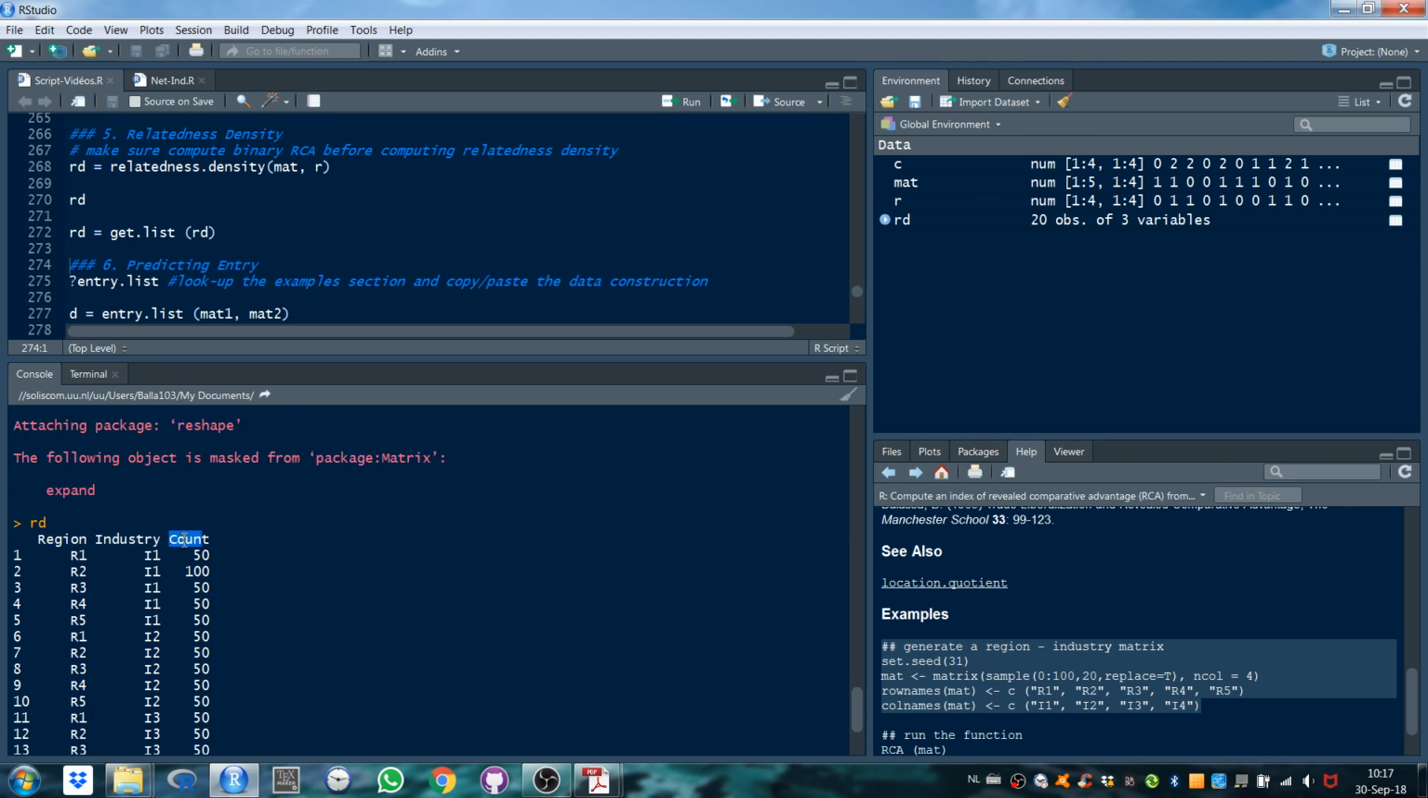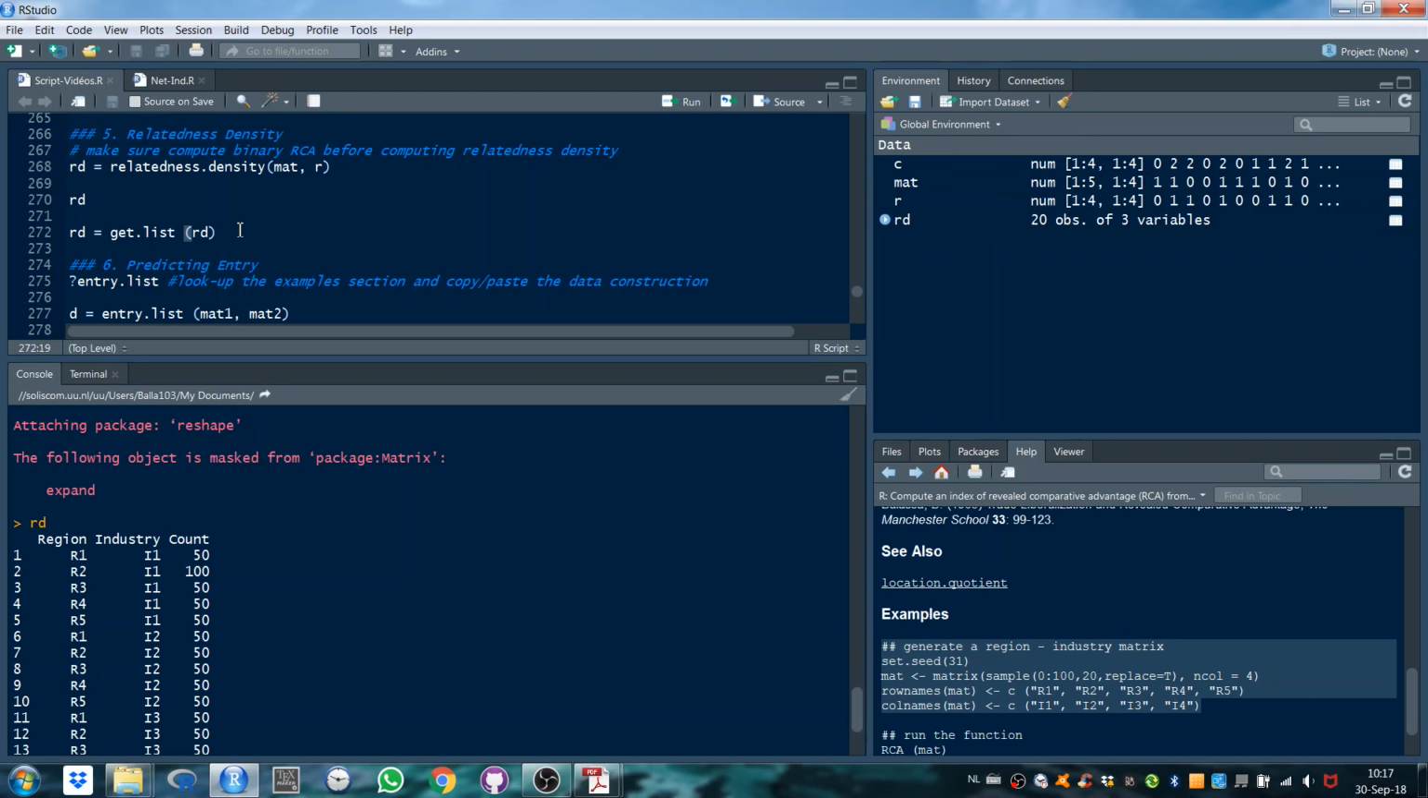So here, count is basically the relatedness density count. It tells you that the relatedness density between region 1 and industry 1 is 50, and the relatedness density between region 2 and industry 1 is 100. So if industry 1 is not yet in region 2, you expect industry 1 to really enter region 2. That's basically what it tells you. So this variable here will be our predictor variable. That's what we're going to use to predict entry.